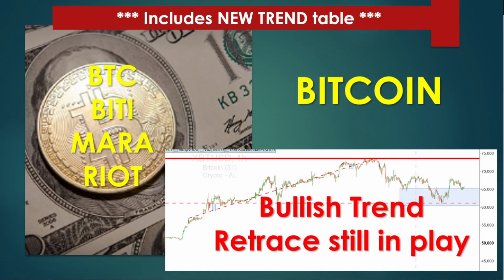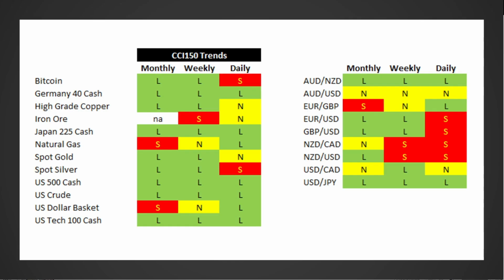It's March 22nd, 2024. This is the Bitcoin analysis. We're including a new trend table in our videos, but in terms of Bitcoin, it's showing a bullish trend in the longer term, but there is a retrace which is still in play. How far will it go? Will it continue to the downside, or will it retrace back to the upside? Let's have a look. First off, let's look at the table.